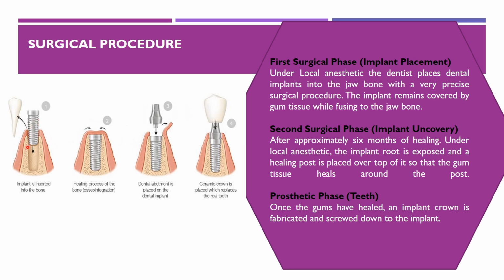You can see this diagrammatic representation. The implant is inserted into the bone and the bone heals. You can see that integration has been achieved. This is the submerged type, and this is the second stage uncovery. After implant uncovery, the dental implant is placed and it has gone for the crown placement.